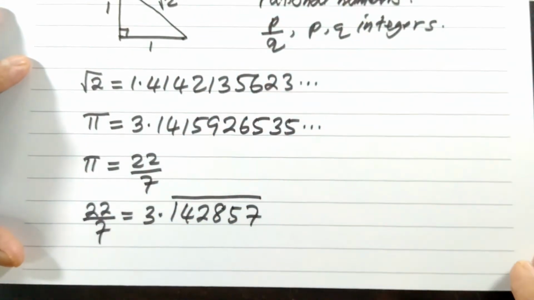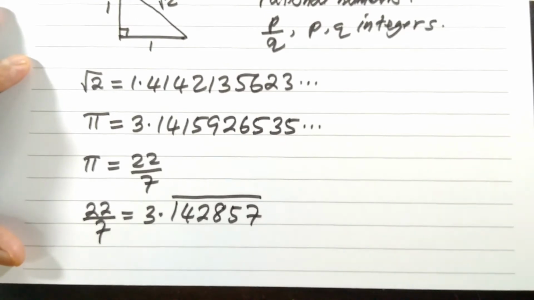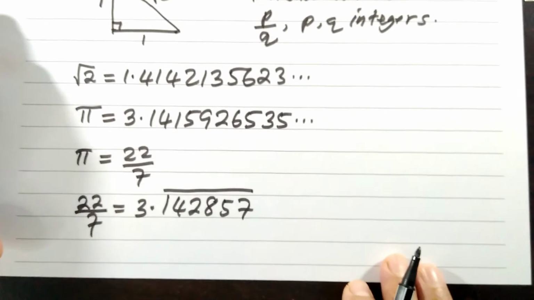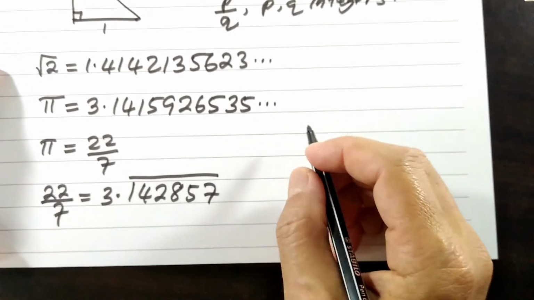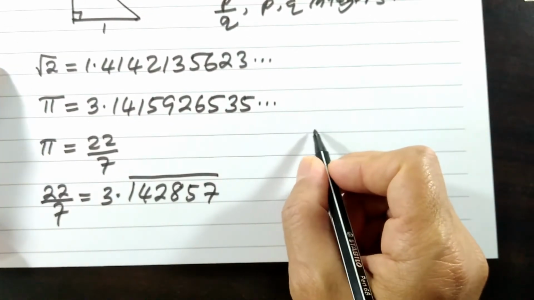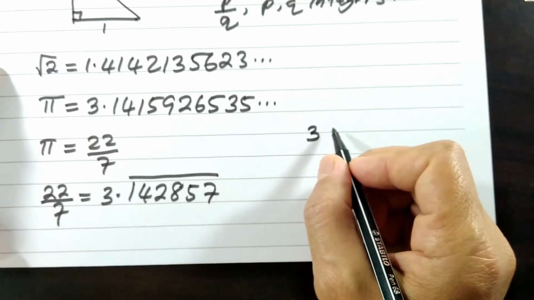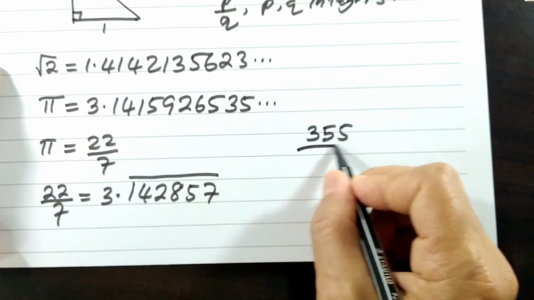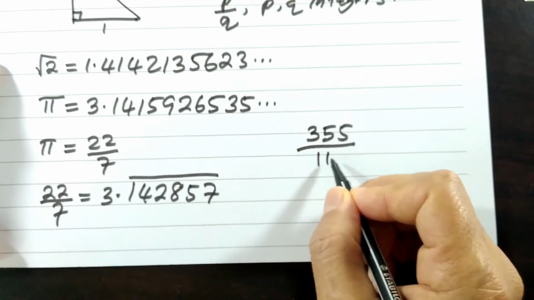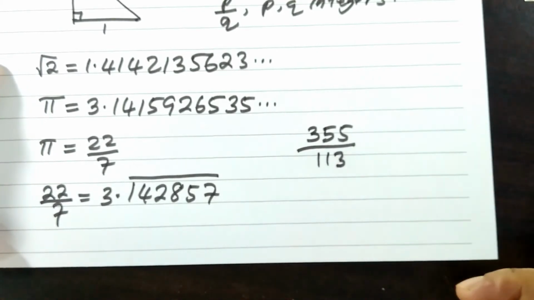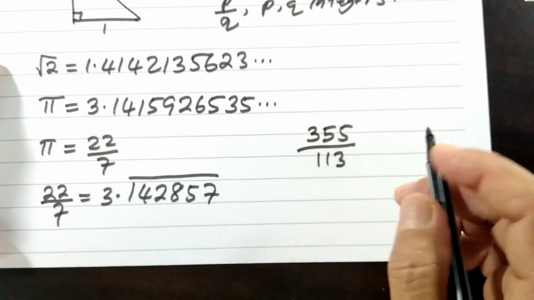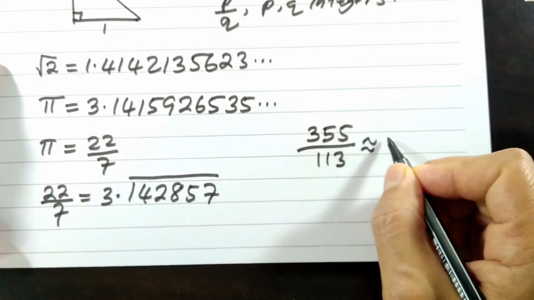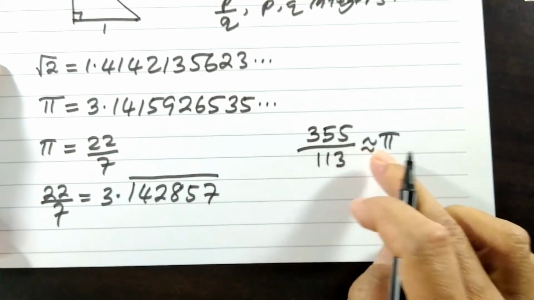For pi, people also make many other approximations. Another approximation is that people say pi is approximately equal to 355 over 113. People also sometimes use this approximation of pi. This is about the same value as pi, more or less, but not equal.